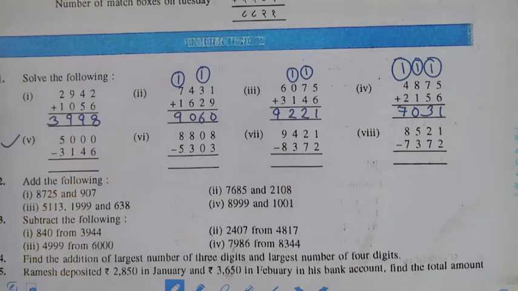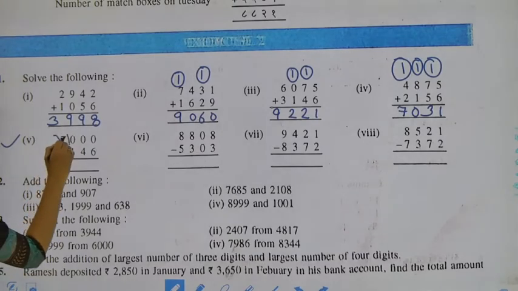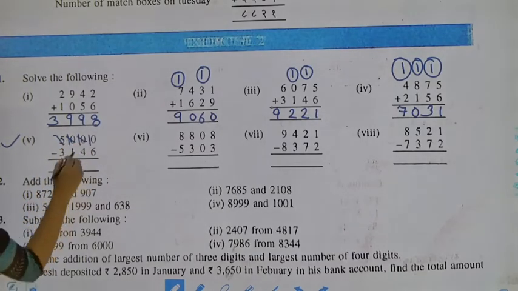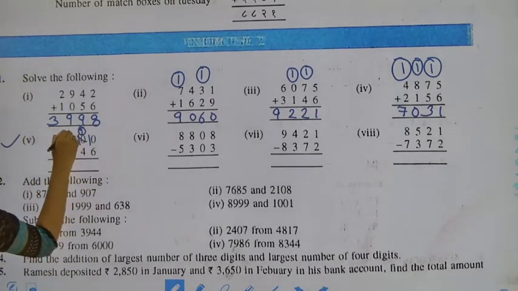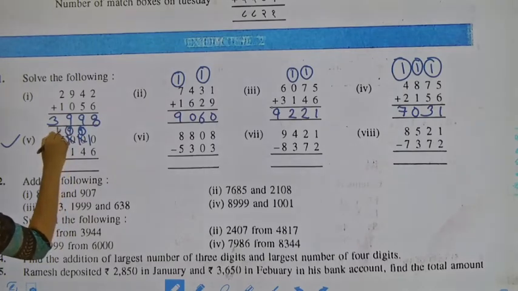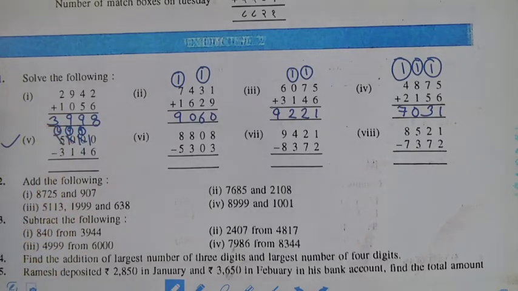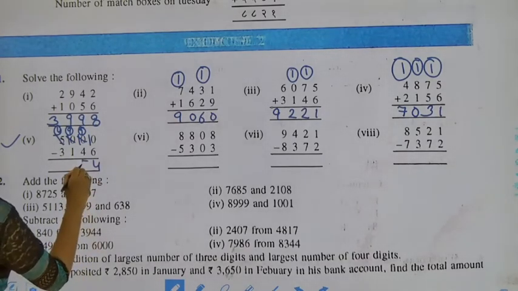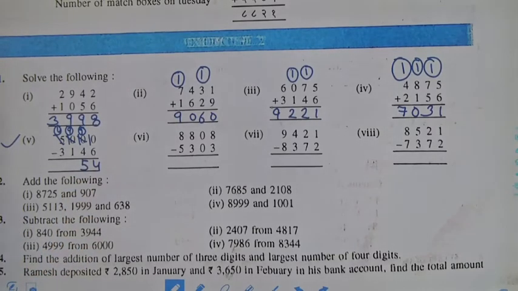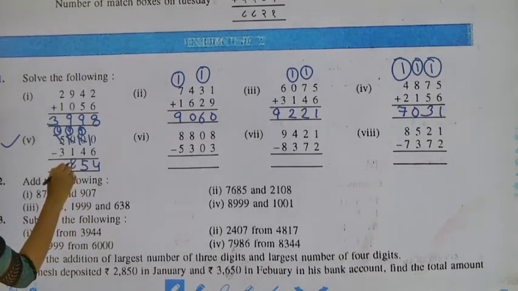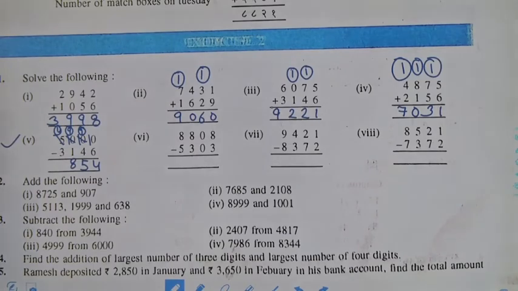0 में से 6 नहीं जाता है. We have to take carry from 5. It will be 9, 9 and 4. 10 minus 6, it will be 4. 9 minus 4, it will be 5. 9 minus 1, it will be 8. 4 minus 3, it will be 1.